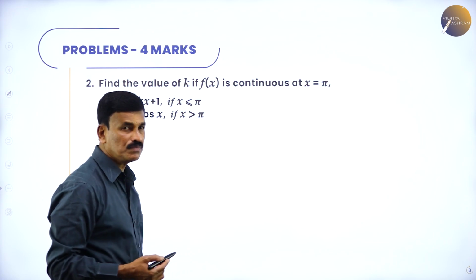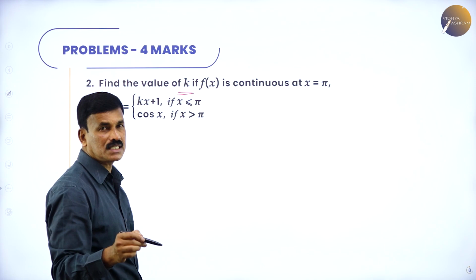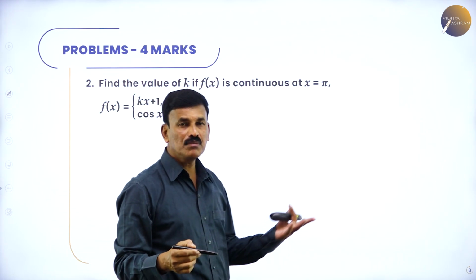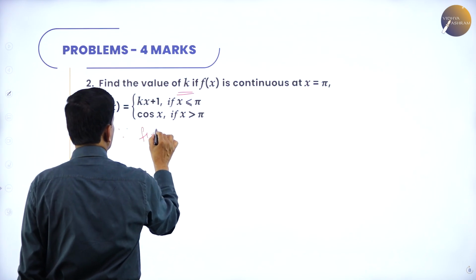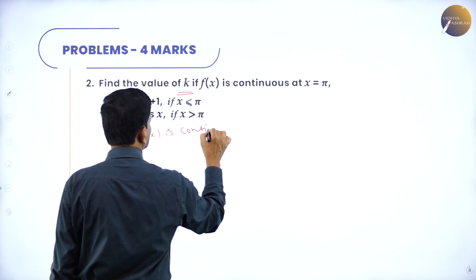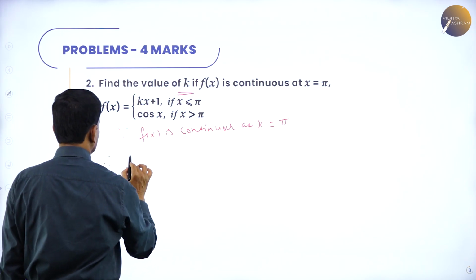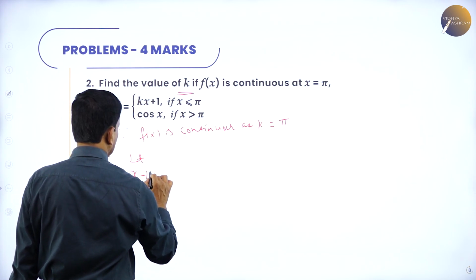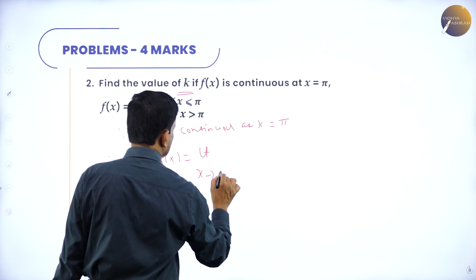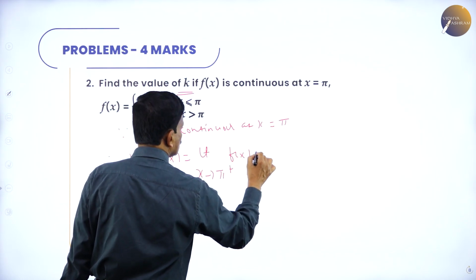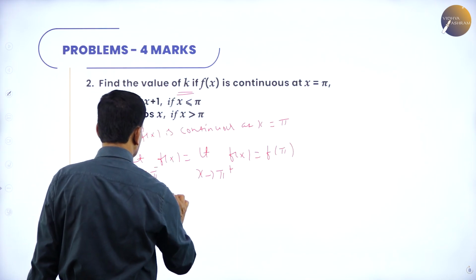Let me take another problem. So, here what is given? Find the value of k if f of x is continuous at x is equal to pi. Similar type problem, instead of 5 we have pi here. Now, since f of x is continuous at x is equal to pi, therefore limit x tends to pi minus f of x is equal to limit x tends to pi plus f of x is equal to functional value. Left hand limit is equal to right hand limit is equal to functional value.